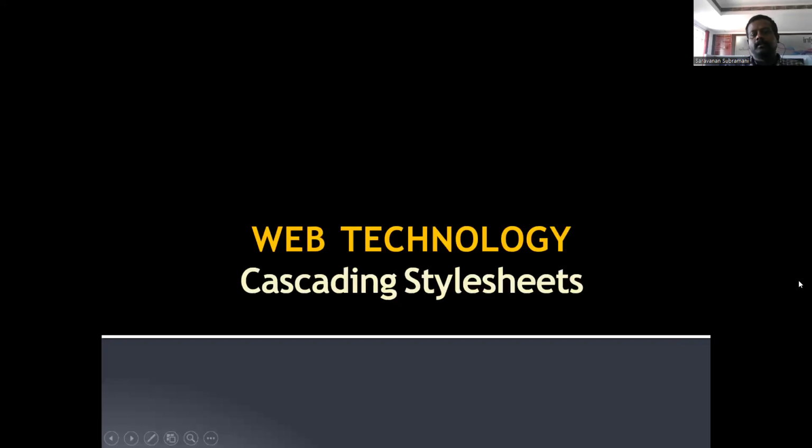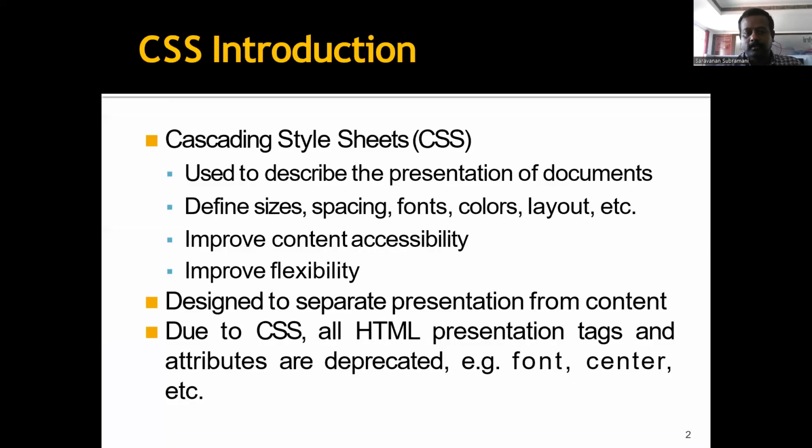Cascading style sheet is a part of web technology. It has different types of settings for each and every tag which is used for making web pages. Cascading style sheet is used to describe the presentation of documents. It defines the size, spacing, fonts, colors, layouts, etc.